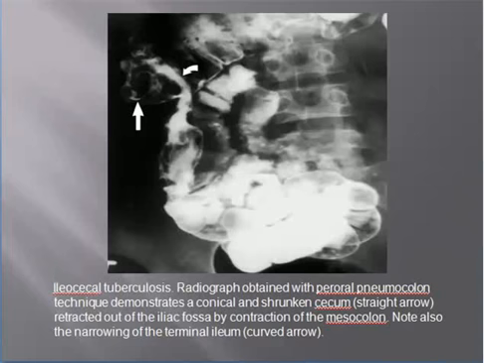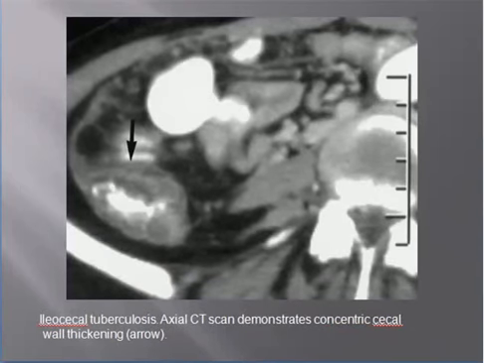So tuberculosis very commonly involves the ileocecal area, where it may lead to fibrosis, constriction, and intermittent dilatation. All these are findings of involvement of the ileocecal region by tuberculosis. This is a CT after oral contrast. Ileocecal tuberculosis: axial CT scan demonstrates concentric cecal wall thickening depicted by the arrow. You can see the contrast inside the very small lumen where the walls of the cecum are moderately thickened.